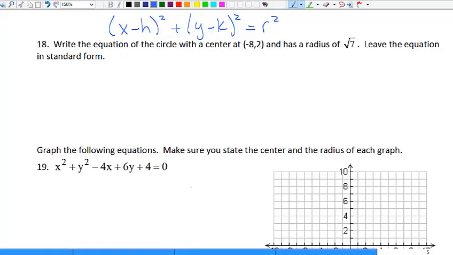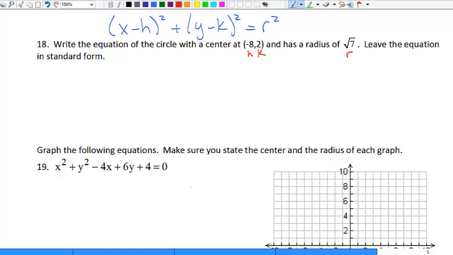Okay, so our last three problems are all about circles, so I went ahead and wrote the formula for the circle at the top of the paper. (x - h)² + (y - k)² = r², where (h, k) is the center and r is the radius. So number 18 says, write the equation of the circle with a center at (-8, 2), that's the center, which is my (h, k), and has a radius of √7, which is my r.